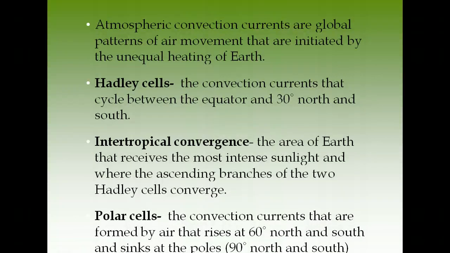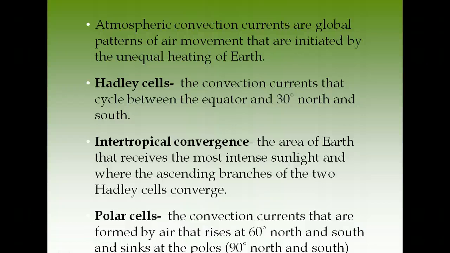So now that we know the properties of air, we need to look at how this air is circulating in the atmosphere. The atmosphere circulates in convection currents, just like the mantle is circulated and has convection currents that move the plates around. So it's not an unknown phenomenon. I'm going to show an illustration in a second, but the three terms associated with atmospheric convection currents are Hadley cells, the intertropical convergence zone, or the ITCZ, and polar cells.